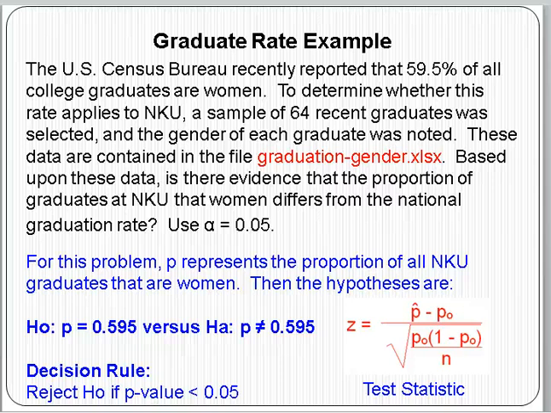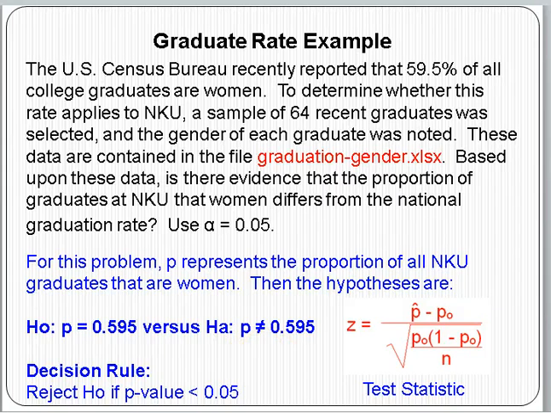These data are contained in the file, and I've got the file listed. Based upon these data, is there evidence that the proportion of graduates at NKU that are women differs from the national graduation rate? Now, a key here is the evidence that the proportion differs. It doesn't say evidence that the proportion is greater or evidence that the proportion is less. It says that we're looking for evidence that it differs. So that would be a two-sided hypothesis, or not equal to.